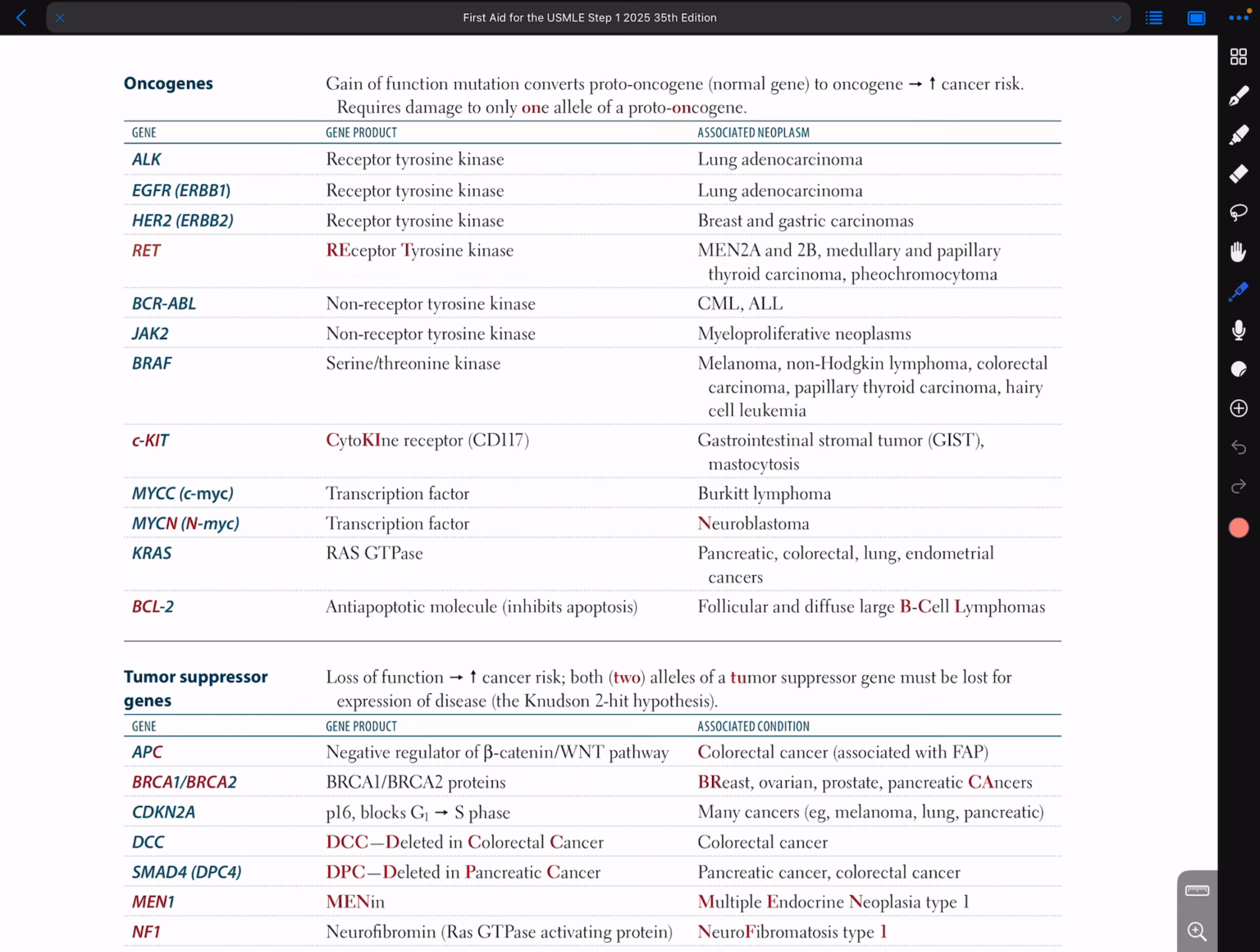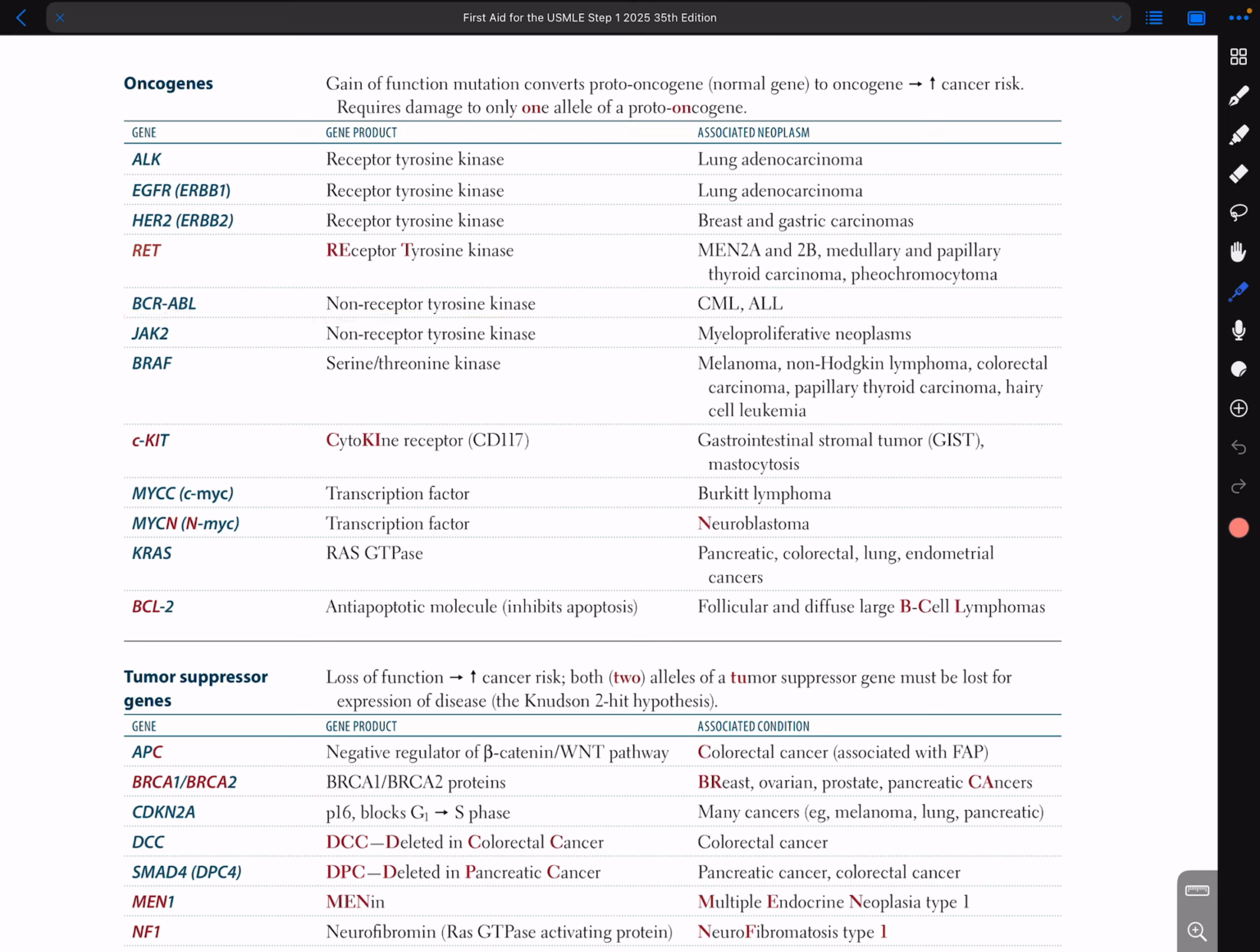What is the BCR-ABL oncogene? The gene product for BCR-ABL is a non-receptor tyrosine kinase, and the associated neoplasm is CML and ALL.